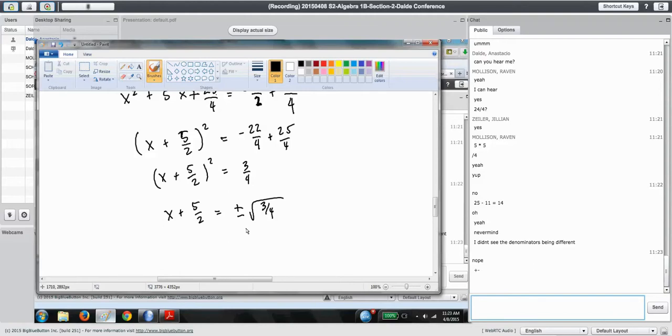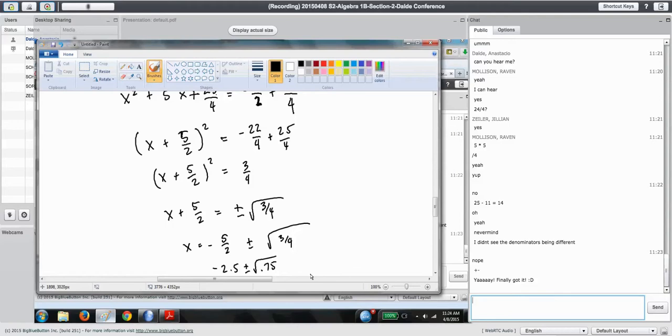Square root of 3/4. If you wanted to plug into your calculator, you could use square root of 0.75. It's the same thing. And you'll have x equals negative 5 over 2 plus or minus the square root of 3 over 4. So you plug that into your calculator. By the way, 5 over 2 is the same as negative 2.5 plus or minus the square root of 0.75. Either of these answers is correct. Plug those into your calculators. That is how you get your answer.